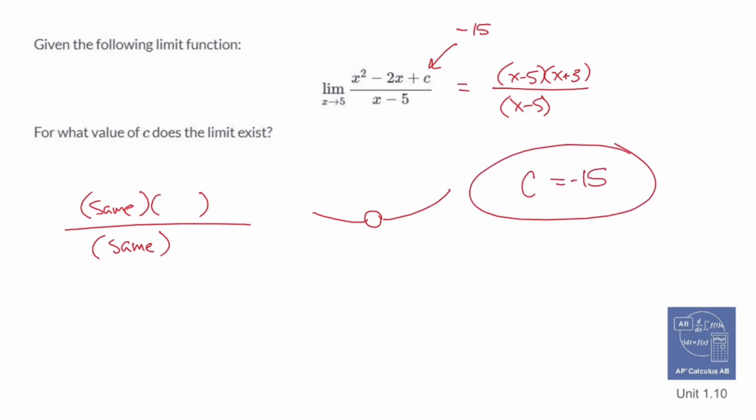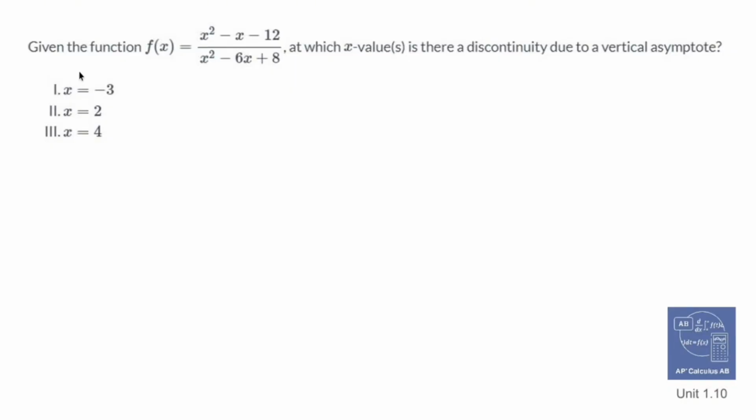A strange problem. Given the function f of x equals x squared minus x minus 12 all over x squared minus 6x plus 8, at which x values is there a discontinuity due to a vertical asymptote? So let's think back about AP Precalculus, those of you who took it. We care about vertical asymptotes when we factor and there's something on the bottom that's nothing like anything on the top.